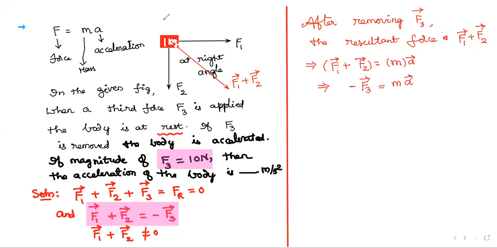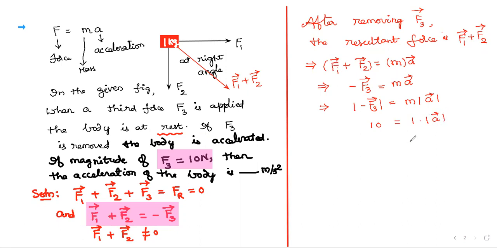So come to the question as an answer again. Since I know only the magnitude of F3, I am applying mod of this equation on both sides. Mod of minus F3 is equal to m, of course it is a scalar, leave it, mod of A bar. Here I can directly substitute: mod of negative F3 is mod of F3 only. So mod of F3 is 10. 10 is equal to mass, given there as 1 kg in the diagram, so 1 into mod A bar.